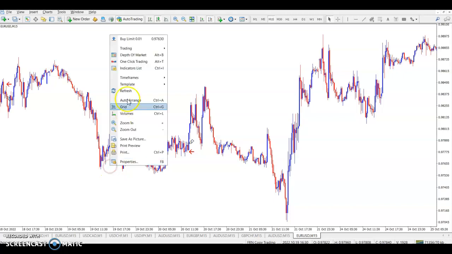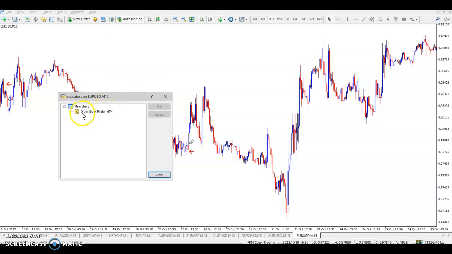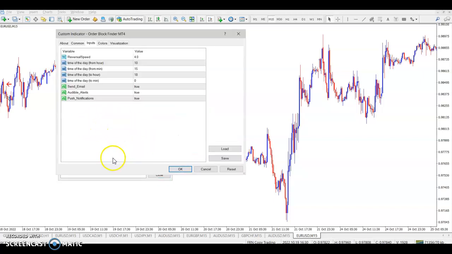Hello, hello, hello. Today we are looking at the order block finder. This is the MT4 version, but there is also an MT5 version. I'll show you the settings first of all.